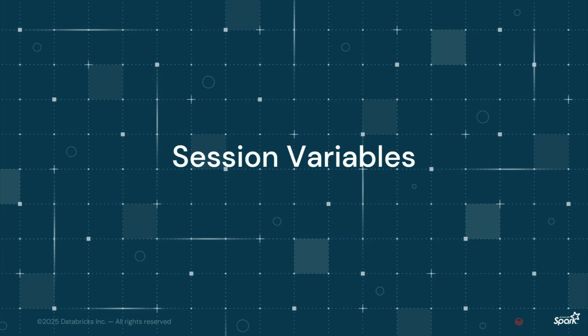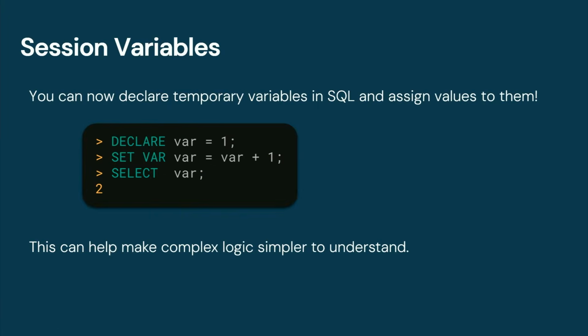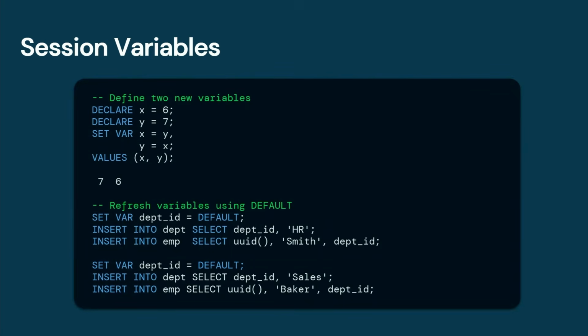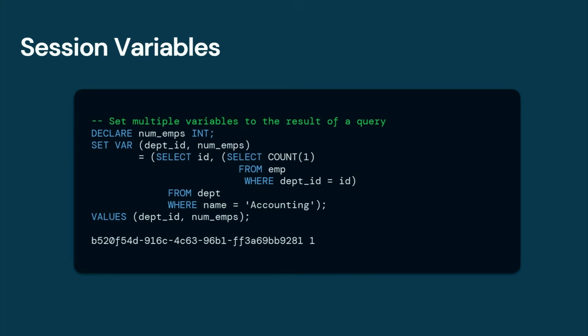Cool, okay. Session variables, right? You can now define these and assign values to them. You can use them any number of times. It's limited to the session, so when the session ends, the information is gone, right? So this is what it looks like. Declare and set variables. You can set multiple of them at a time, use them as needed, and when the session is done, they're just automatically cleaned up. All right, so this is another example.